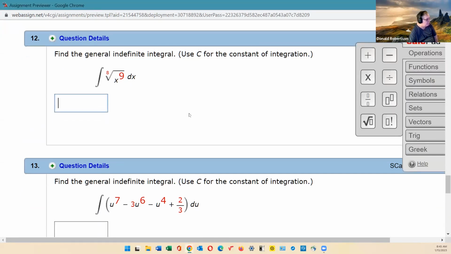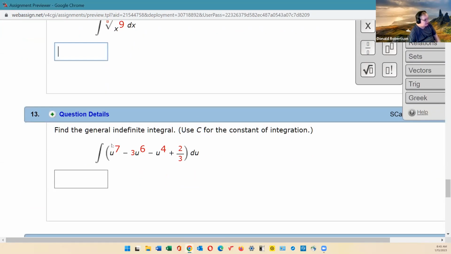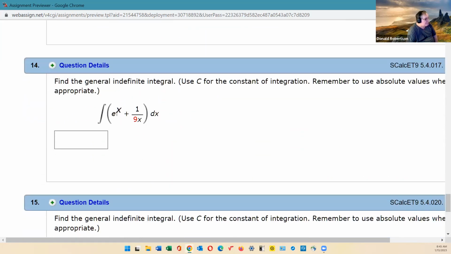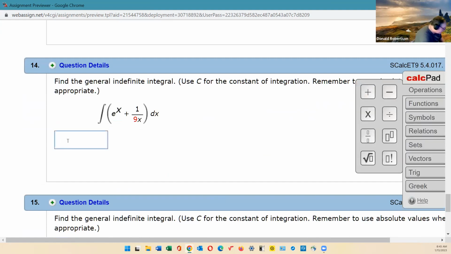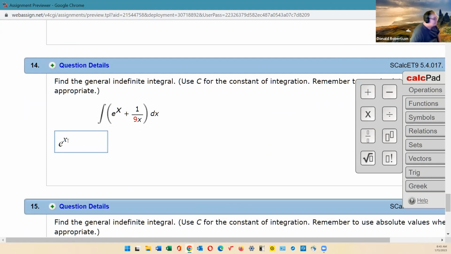Then you can do a power rule. This one here is good to go, right? Power rule, power rule, power rule. And this one is good to go, e to the x. So I'm pretty comfortable with that piece of the puzzle. And I'm a bit worried about this guy.